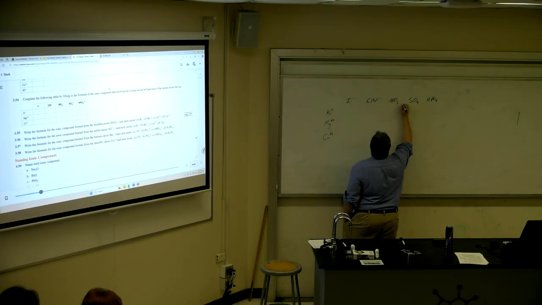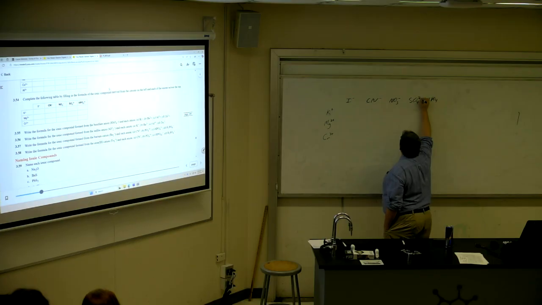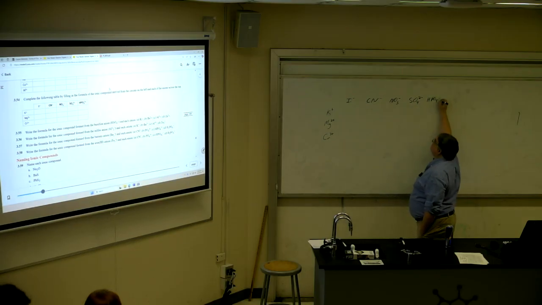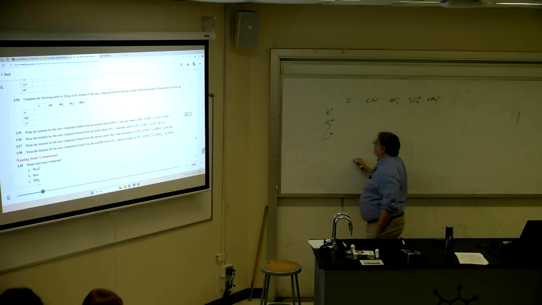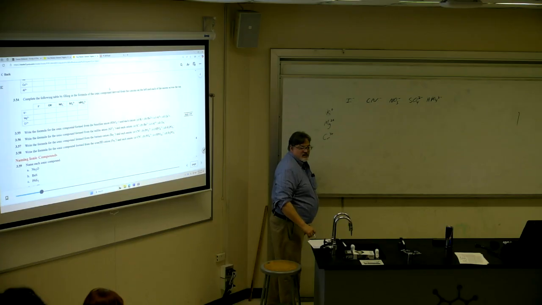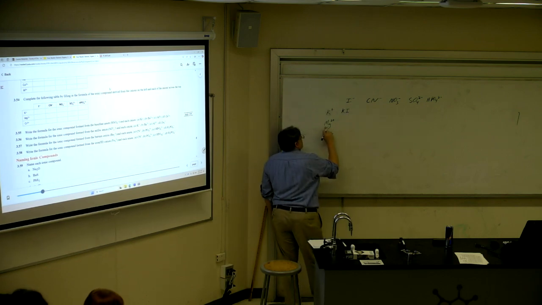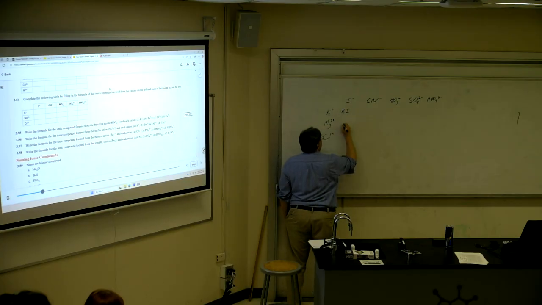I think the charges, chromium, 3. I is negative, CN is negative, you can look that up on that chart. NO3 is negative, and then SO4 is 2 minus, and HPO4 is 2 minus. So what's the formula for KI? I just gave it to you. 1 plus charge, 1 minus charge, we can put them together like that.